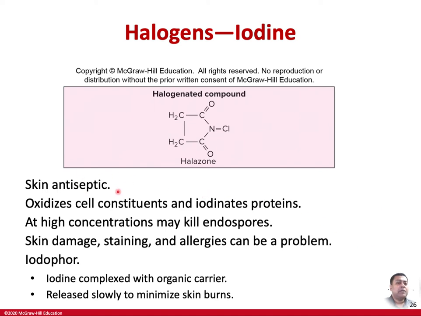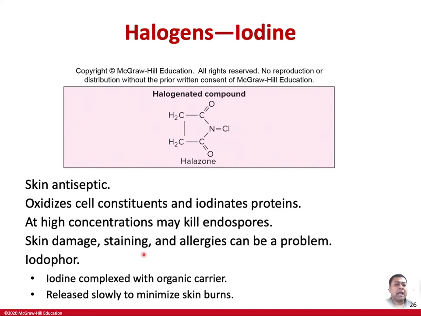Now, what they do is they are skin antiseptics, they oxidize the cell constituents and iodinate protein. When they iodinate the protein, it will denature. At high concentration, they can also kill the endospores. So for example, what we can find like Betadine, your over-the-counter iodine, these can cause a little bit of skin damage, staining, or sometimes allergy is a problem with these typical tinctures.